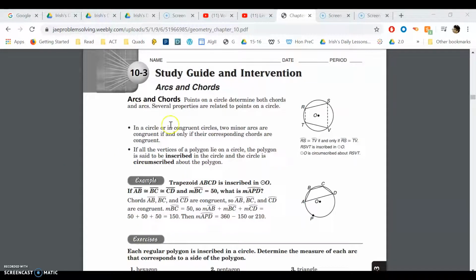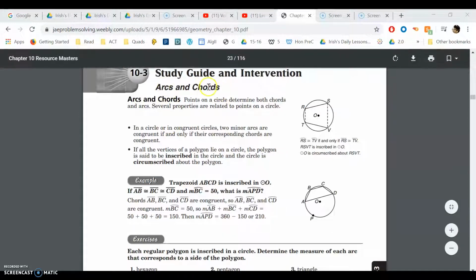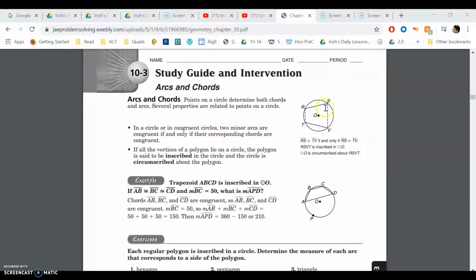All right, so today we're going to work on two things. First is arcs and chords. So draw this picture right here, and all this will be provided on the PDF attached. So basically what it says is this. Draw it in your notes, pause it. Here are the important things to know.